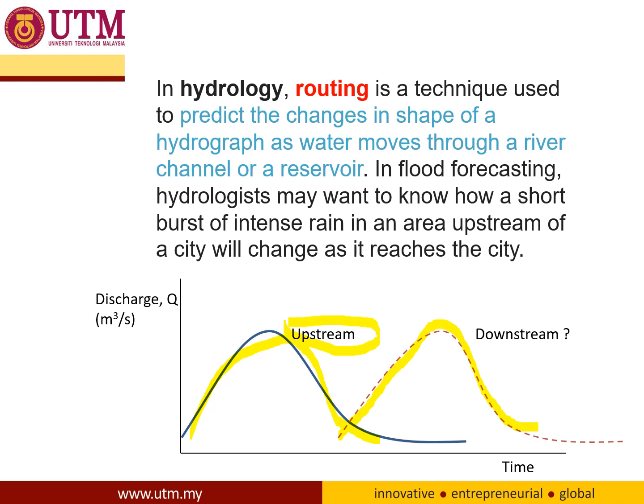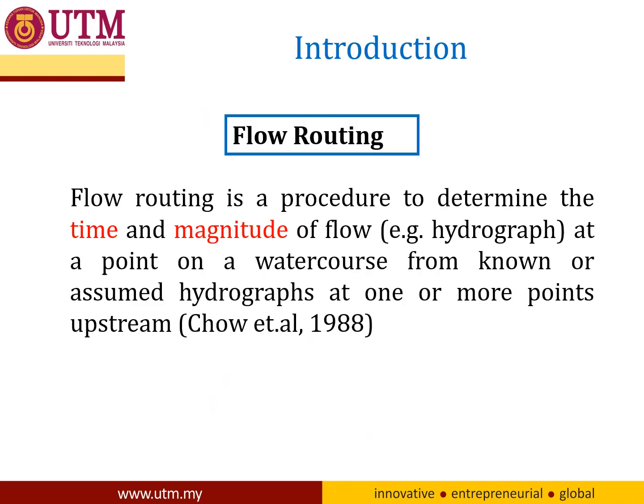Okay, so what is it used for? In flood forecasting, hydrologists may want to know how a short burst of intense rain in an area upstream of a city, for example, will change as it reaches the city. So more specifically, we can say it as flow routing. So flow routing is a procedure to determine the time and magnitude of flow. So in this case, it's hydrograph at a point on a watercourse from known or assumed hydrographs at one or more points upstream. So this is actually the same with what I mentioned before on what is routing.